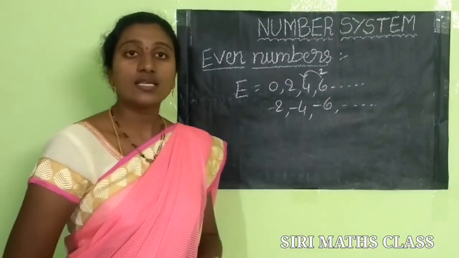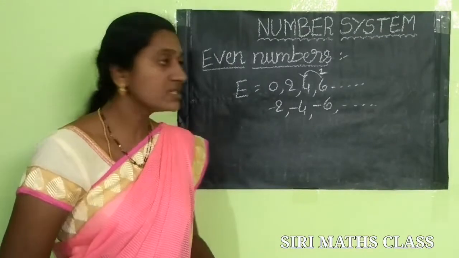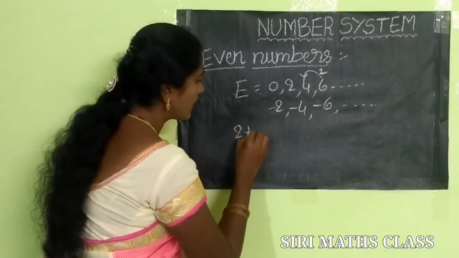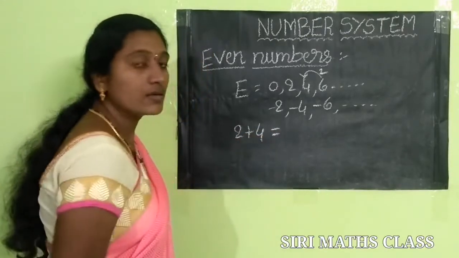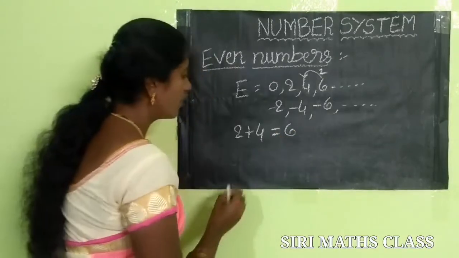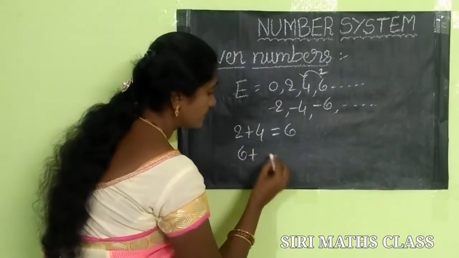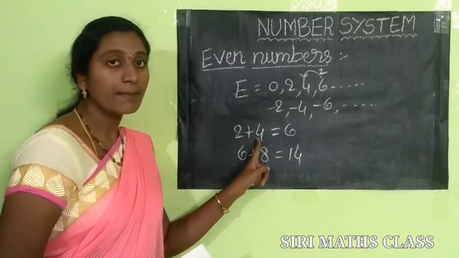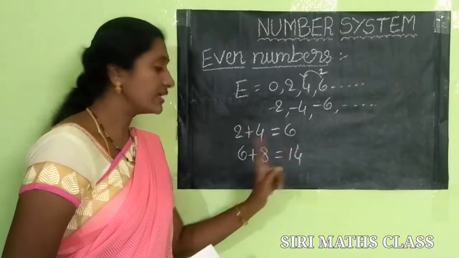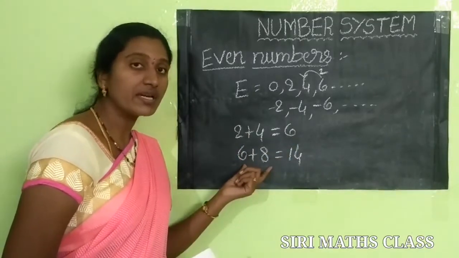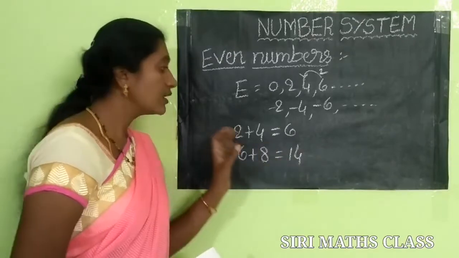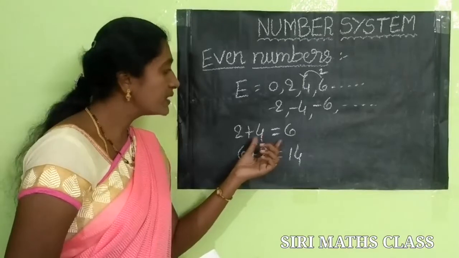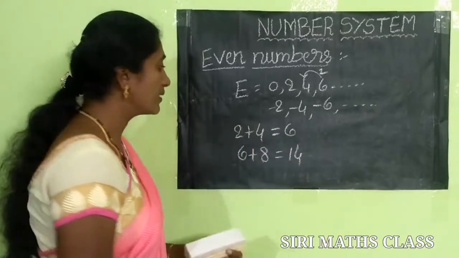The sum of two even numbers is always an even number. See here, I can take two numbers. 2 plus 4 is 6. Take one more example: 6 plus 8 is 14. These two are even numbers, and adding them we get an even number as the answer. So what is the condition? Addition of two even numbers gives an even number.